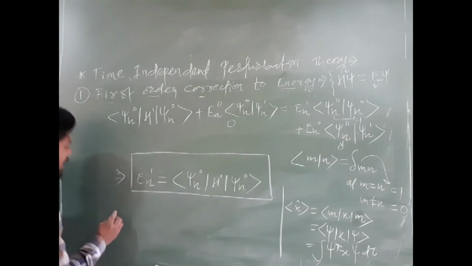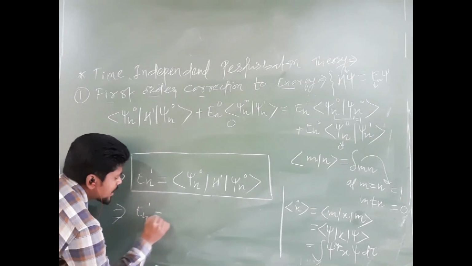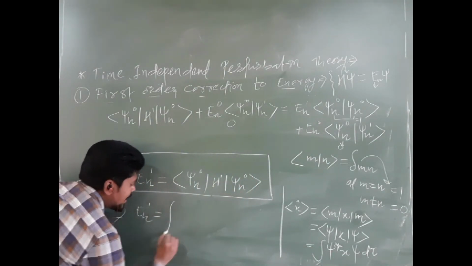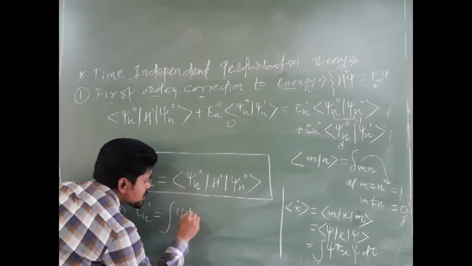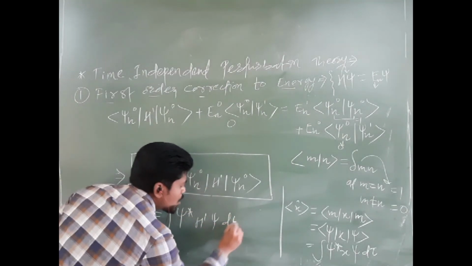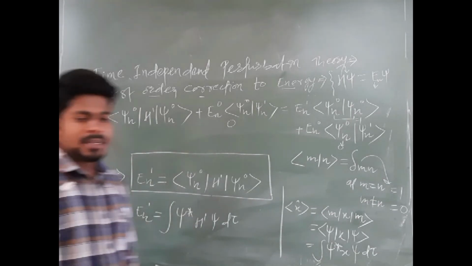We can extend this same formula and write E n prime, the first order energy correction, is equal to, according to this concept, we can write integration of psi star H prime psi into d tau. So these two formulas are the same. This is nothing but the equation for finding the first order correction to the energy.